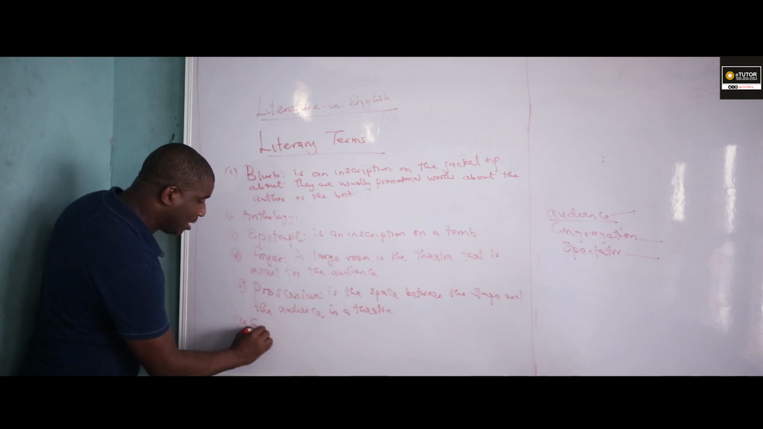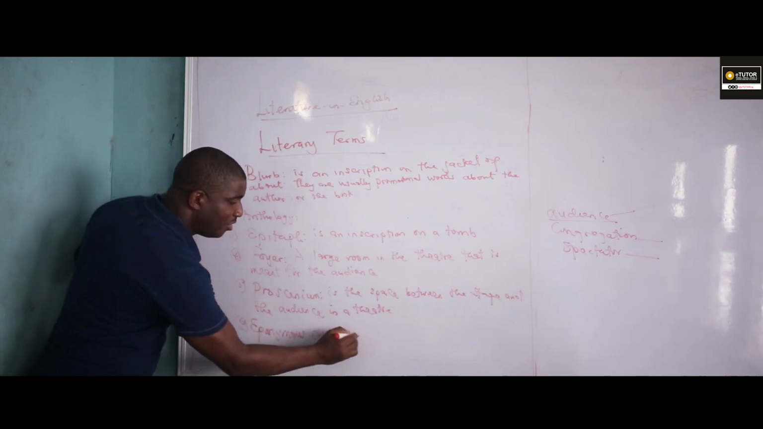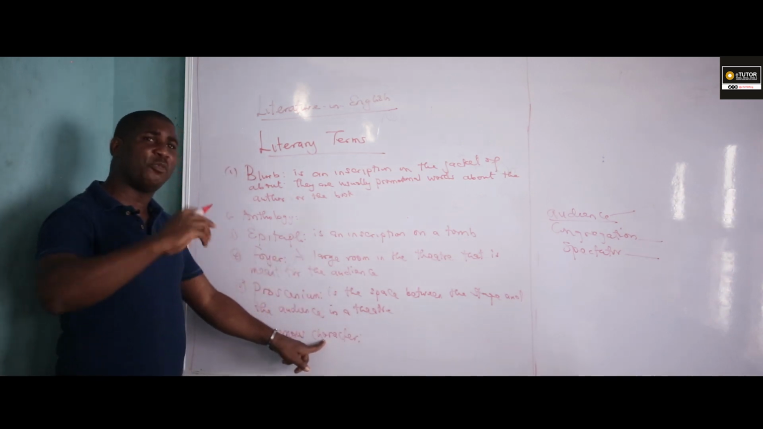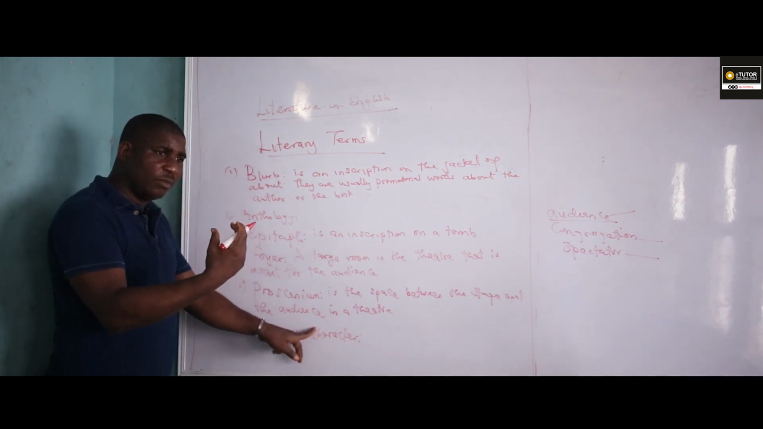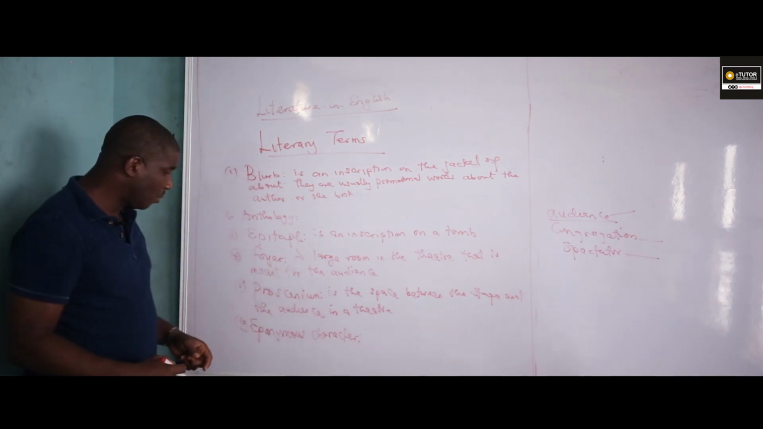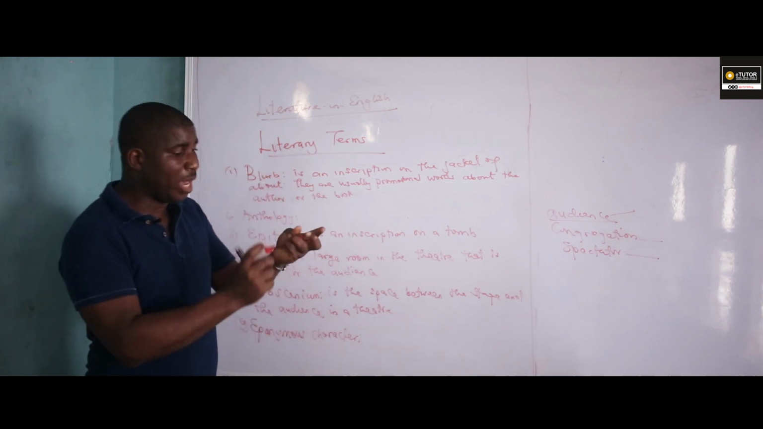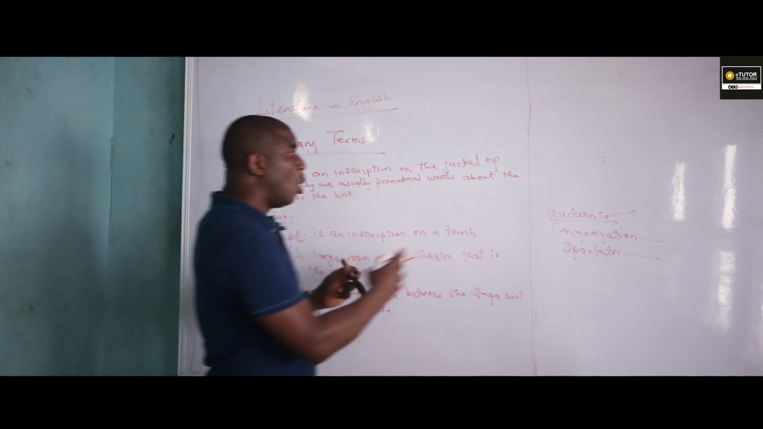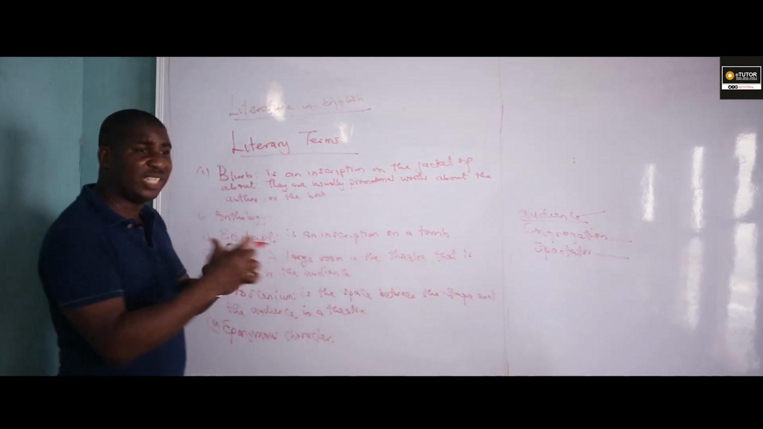Another literary term is eponymous character. Of course, we have different types of character. When we talk in terms of character, we're talking in terms of the contribution of individuals towards the development of a work of arts. A character can be determined in three ways: what he or she says, what he or she does, and what other people say about him or her.